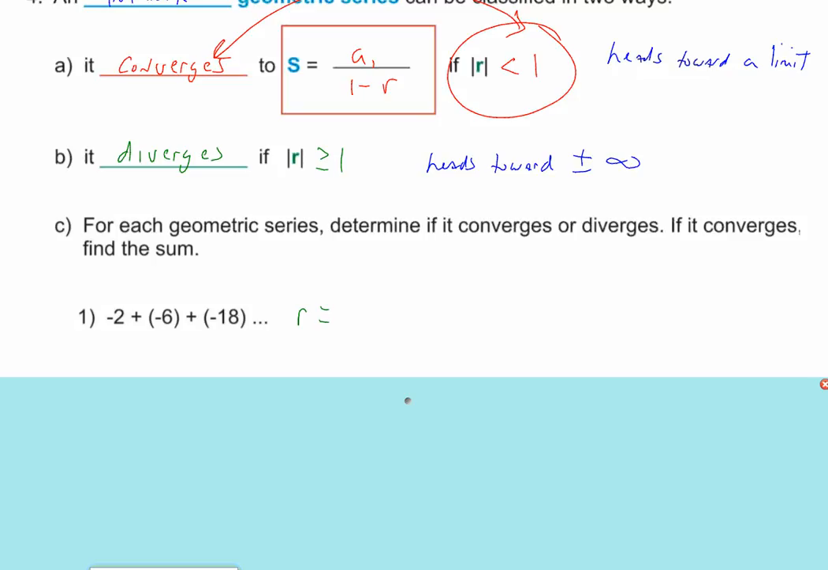So you look at that and you say, oh, R is 3. So this thing diverges, right? So number 1 diverges. So, and this one is heading toward positive infinity, negative infinity. Guess what the sum of that sequence is? Negative infinity. Okay?